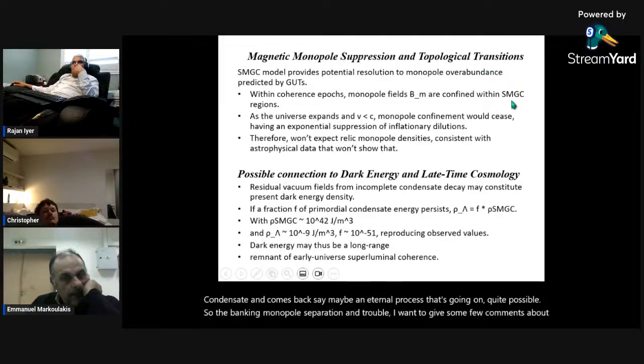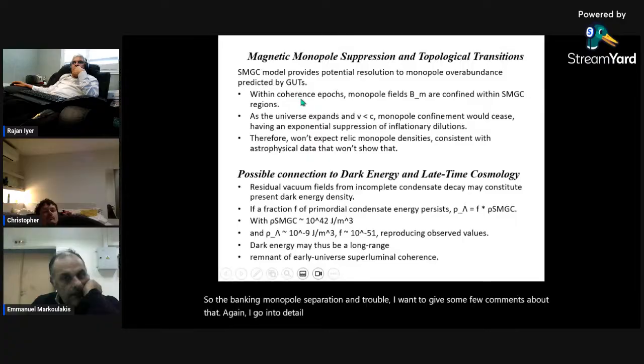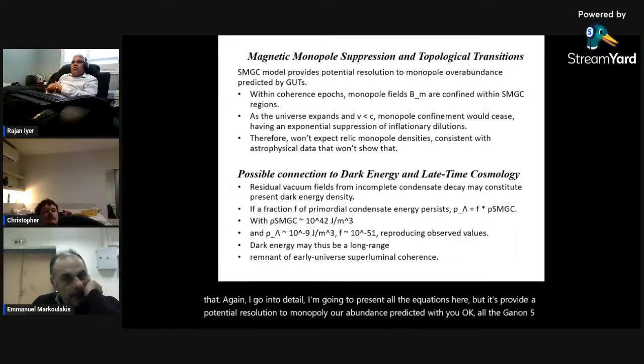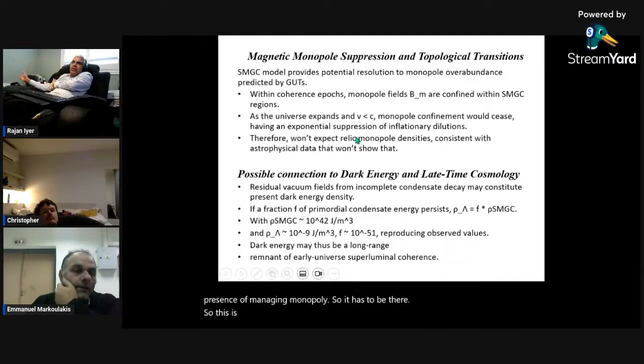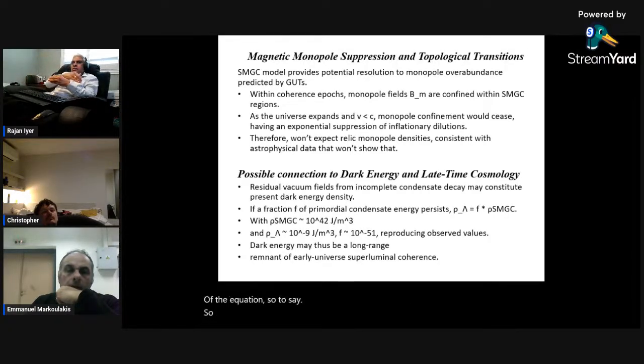Again, I go into detail and present all the equations in the paper, but it provides a potential resolution to the monopole overabundance predicted by GUTs. All the grand unified theories said we cannot account for all the energies in the world without resorting to the presence of magnetic monopoles. So it has to be there. GUTs come from the other side of the equation, so to say. We are looking from the other, conjugate side, so to say.